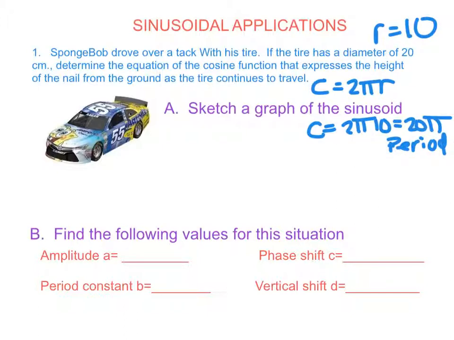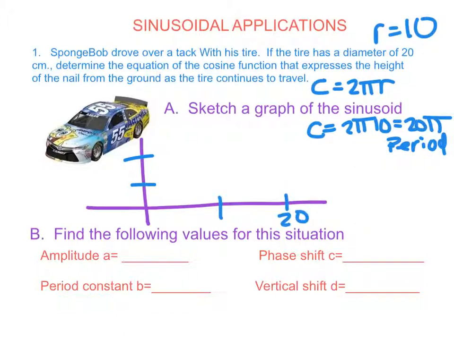So let's draw a generic graph. We're going to go from 0 to 20 pi. So it's going to go from the ground to the ground, 20 pi, and 10 pi is the middle. My tire has a diameter of 20 centimeters, so from the top to bottom is 20 centimeters. At 10 pi, it's going to go to the top. So this is my upside down graph.